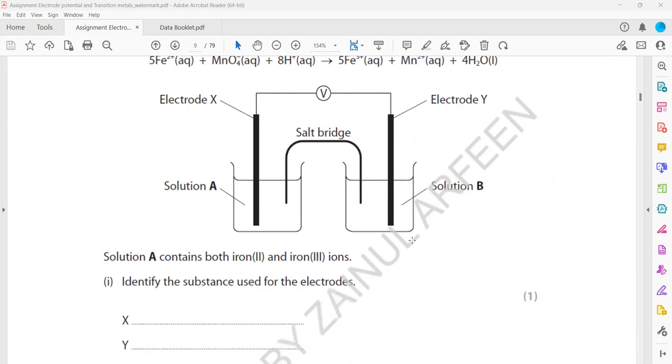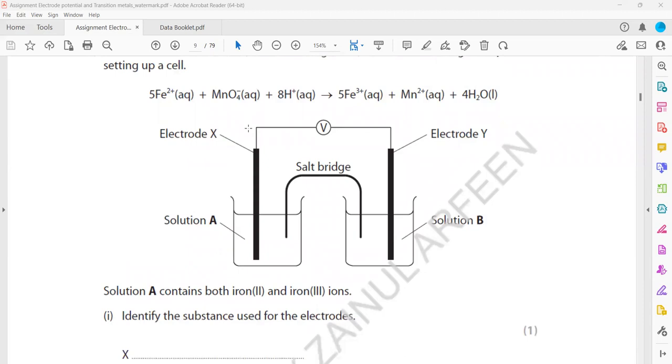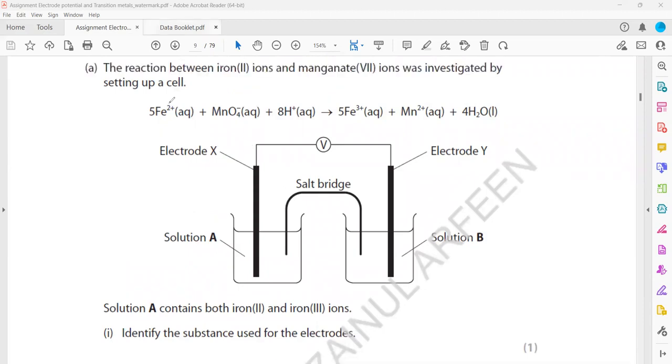Solution A contains both iron 2 and iron 3. Identify the substances used for the electrodes. Look, as you can see, there is only a change in the charge. So we don't need this electrode made up of iron. This electrode should be made up of platinum, Pt, an inert material. Same thing, MnO4 minus aqueous turned into Mn 2 plus also aqueous. Again, there is a change in oxidation number, but it's not forming a manganese metal. That's why this electrode should also be made up of platinum.